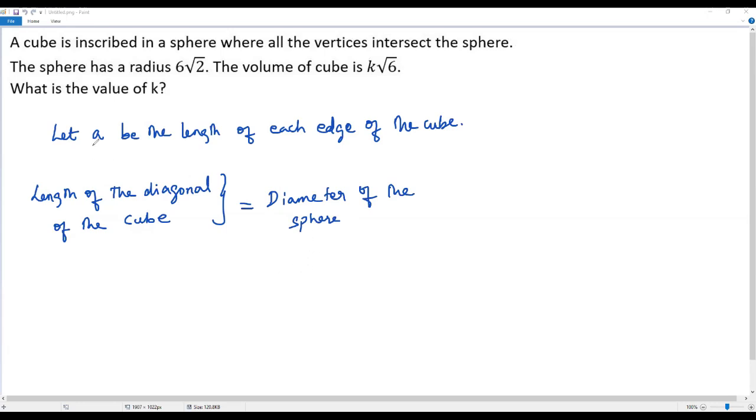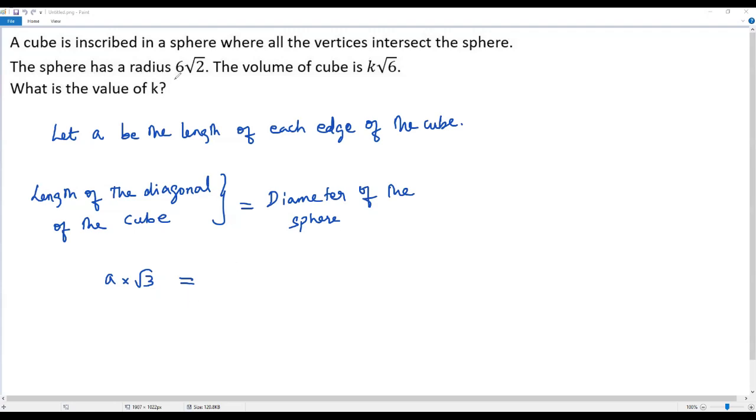Already we have assumed a as the length of each edge of the cube. When a represents the length of each edge, the length of the diagonal of the cube will be the length of each edge multiplied by square root of 3. So this is the formula to find the length of the diagonal of the cube. This expression represents the length of the diagonal, and it is equal to the diameter of the sphere.